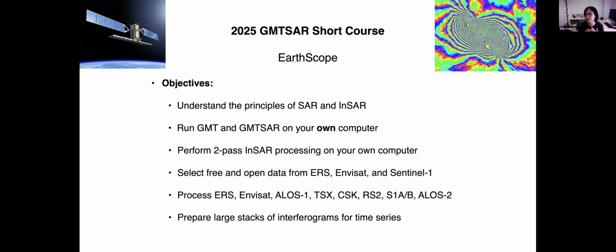Based on your level, because a class typically has students coming with different levels of background. If you're new to InSAR, I think it's a good goal towards the end to be able to generate a set of interferograms. And if you have prior experience, a goal may be to refine your understanding of the noise mitigation strategies and perform a robust time series analysis.